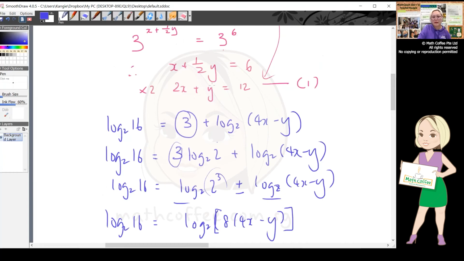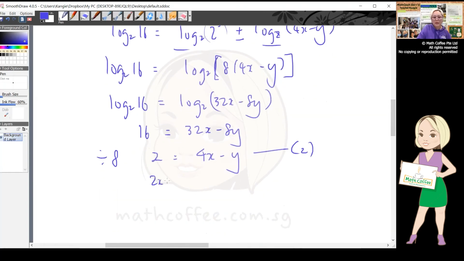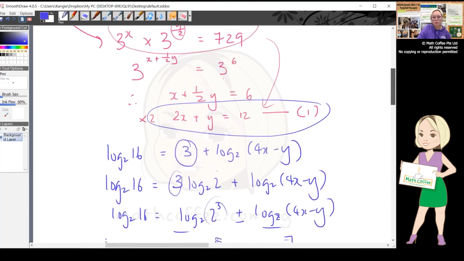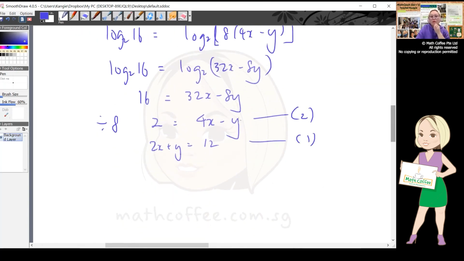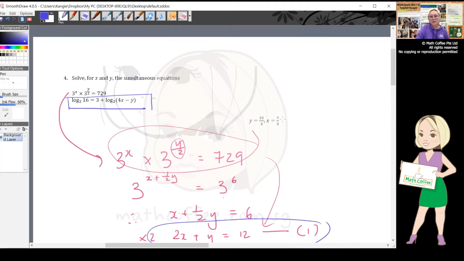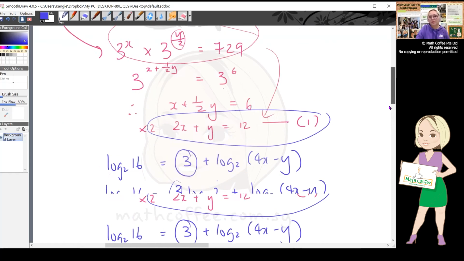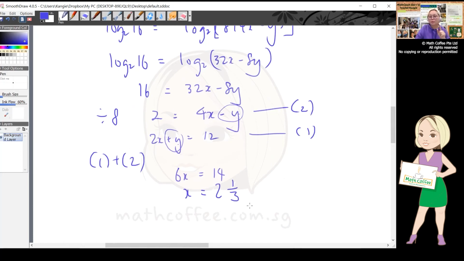I'm going to drag equation 1 down: 2x plus y equals 12. Of course, do simultaneous equations. I have minus y and plus y, so I can add both of them, equation 1 plus equation 2. When I add, I get 6x equals 14, so x is 14 divided by 6, which is 2 whole 1/3. Usually I leave my answer as a mixed number; I don't like to see improper fractions. So my x is this, and don't stop there. Don't forget that you're supposed to solve for x and y. You can substitute into either equation 1 or equation 2, it doesn't matter.